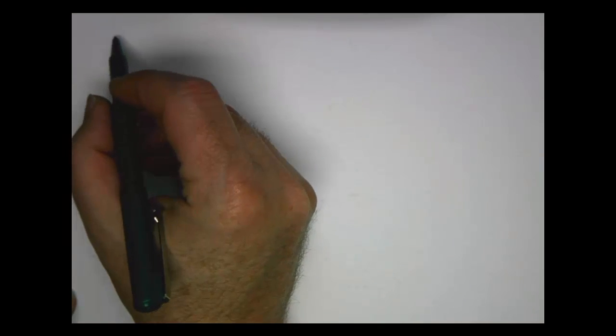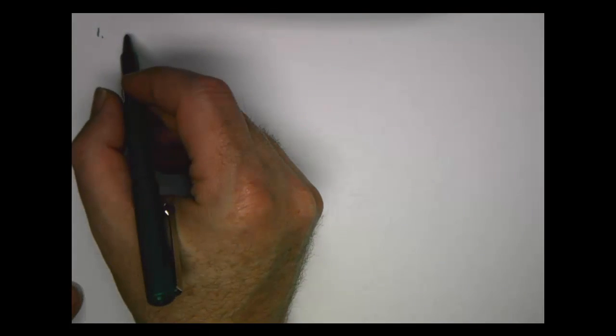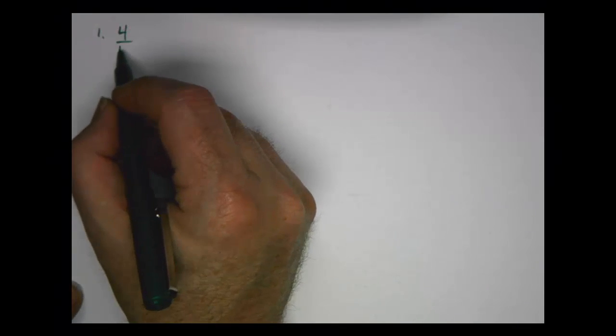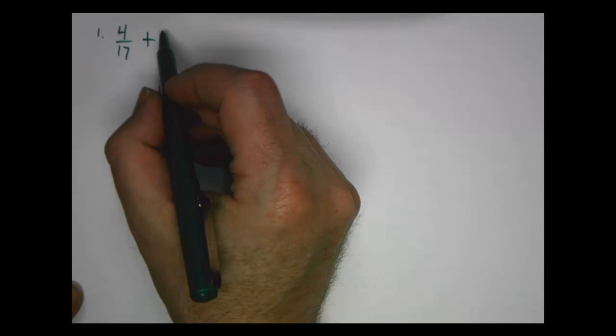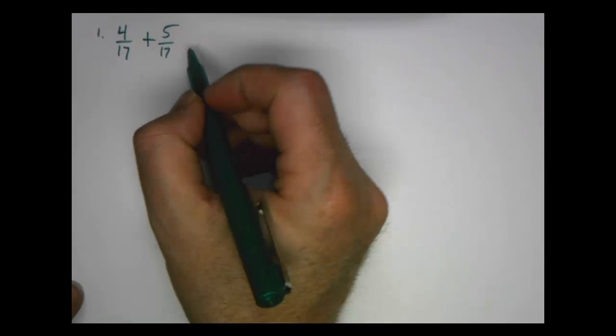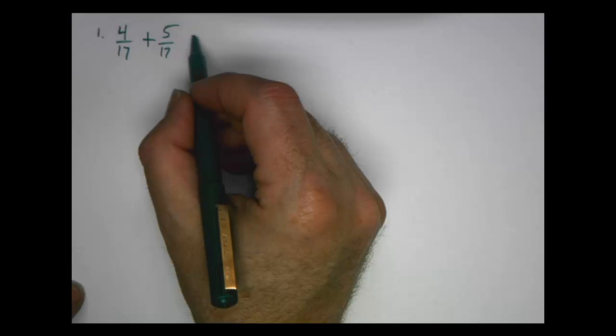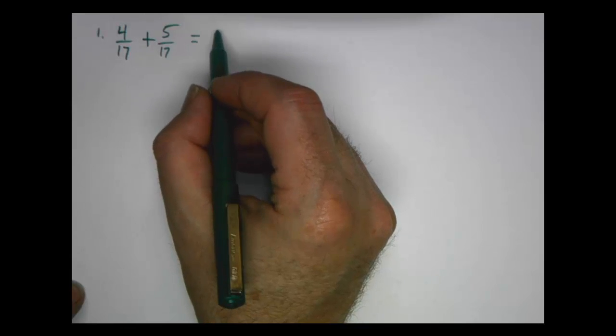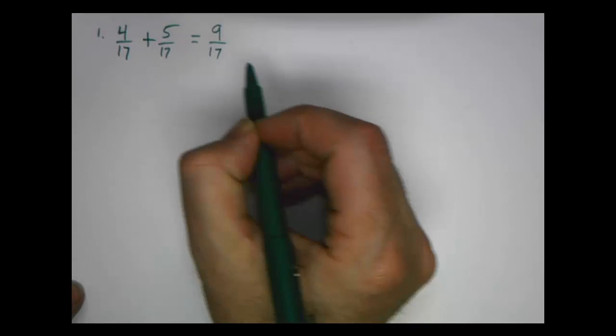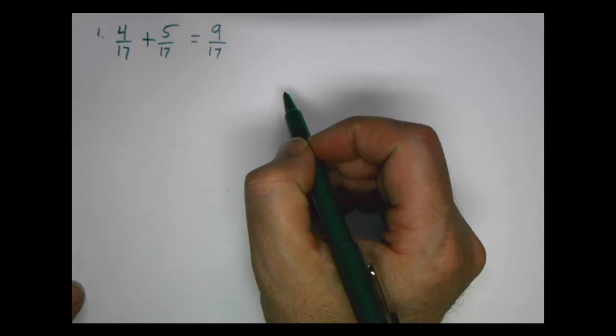In section 3.6, we are adding fractions. There are two different groups here. The first group is going to be adding fractions with common denominators. So if I have 4/17 plus 5/17, as long as the bottom numbers are the same, or common, all we have to do is add the top numbers to give us 9/17.